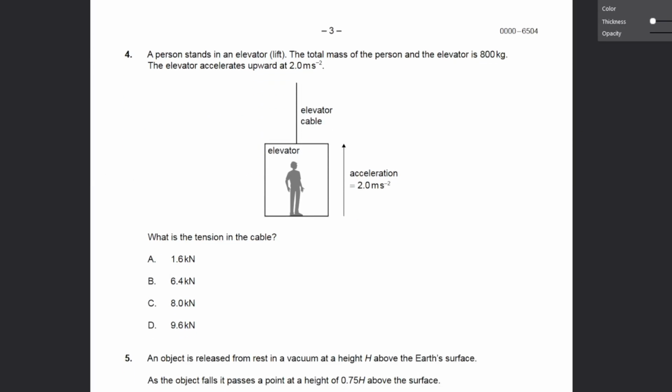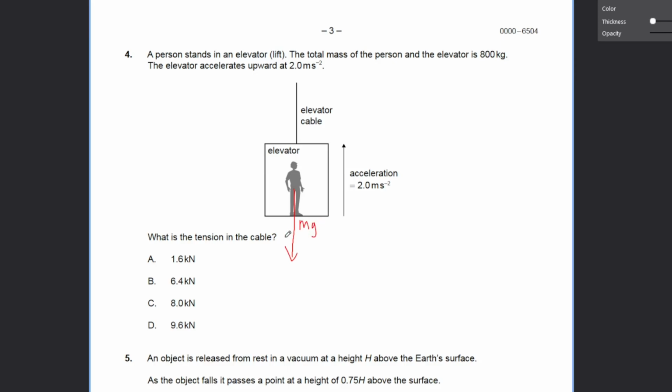Alright, question 4. A person stands in an elevator lift. The total mass of the person and the elevator is 800 kilograms. The elevator accelerates upward at 2 meters per second squared. What is the tension in the cable? Okay, so here I think it's useful to draw a free body diagram or something that will help you visualize what is going on. Because if we have a weight of the person and the elevator that is acting downwards, and that is with mg.